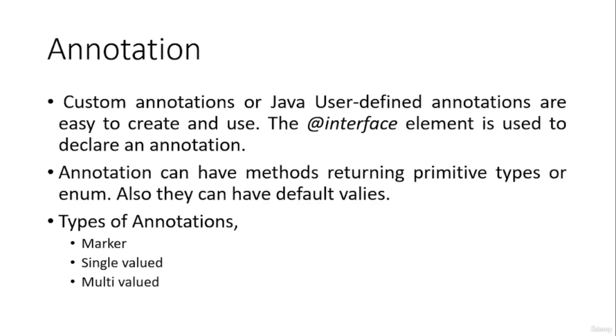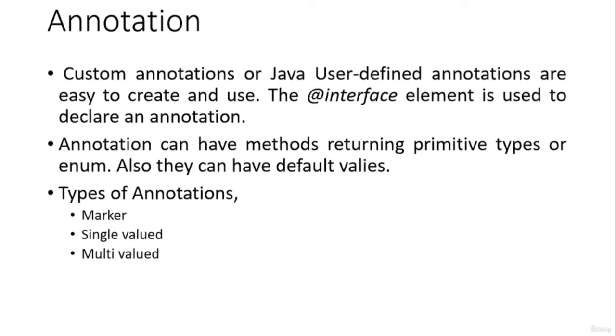Now some of the types of annotations we want to discuss. The first one is the marker annotation. For example, @Override has no methods on the annotation, so it is a marker annotation. The next type is single valued. Single valued annotations will have a single value, only one field to fill in the annotation. The third type is multi-valued, which means you can have multiple values in that particular annotation. So that's it for some of the basic things about annotations.